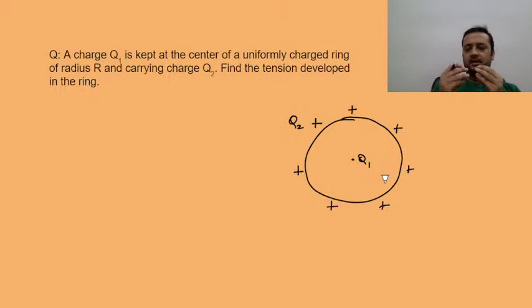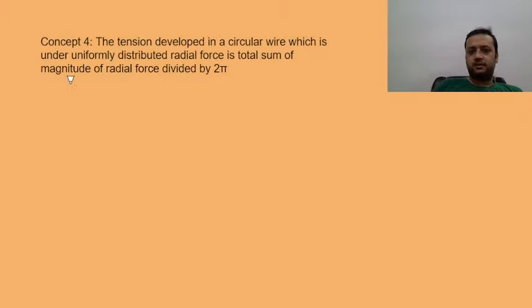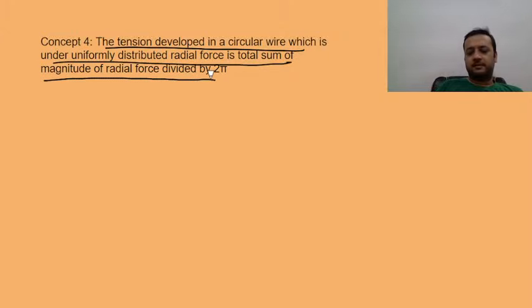The reason is that because of electrostatic repulsion, the ring will try to expand. But since it is a rigid body, or we can say it is not allowed to expand freely, there will be some tension, right? So how to write the value of that tension? That is what we have written over here. The tension developed in a circular wire which is under uniformly distributed radial force is equal to the total sum of magnitude of radial force divided by 2 pi.